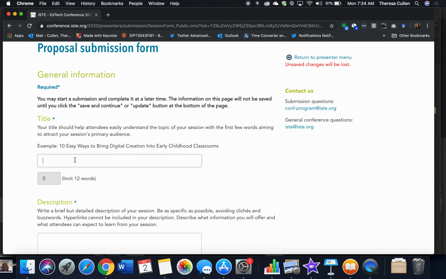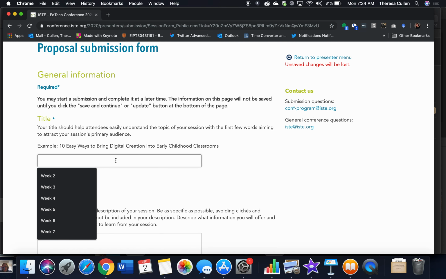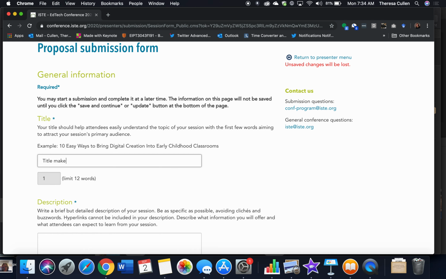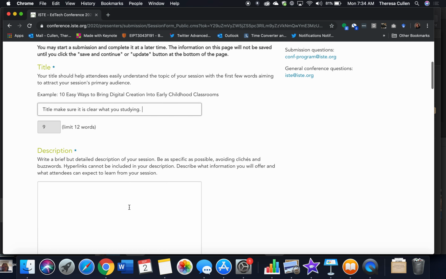Now, what they want you to do is to write a title. On the title, make sure it is clear what you are studying. If you are using a specific tool, try to be more general in your title. For example, is it really about using Google's coding curriculum, or is it about teaching computational thinking? Keep that in mind because research reviewers are very skeptical of product-based proposals, and you want to make sure that you're talking about the core concepts that you research, not necessarily the product.